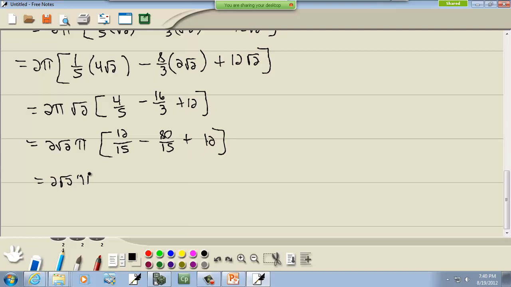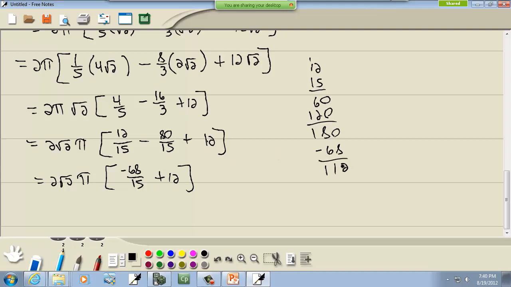So 2 square root of 2 pi. Subtract those, I get negative 68 over 15 plus 12. Take 12 times 15, and that gives us 180 minus 68, 112, assuming I did my math correctly, which is always kind of iffy.